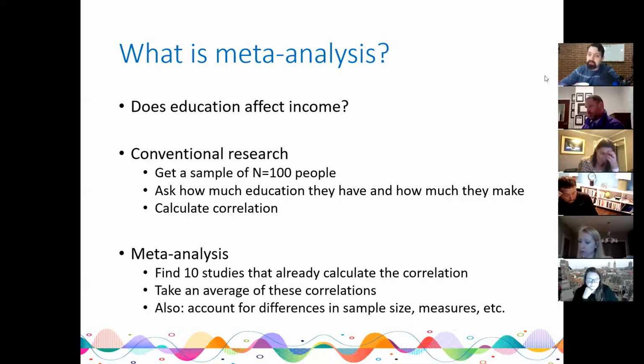Then maybe you realize that some of your variables were measured differently in different studies. Maybe in one study, the education level was measured as years of education. In another study, maybe it was, for example, the highest degree attained. Maybe another study didn't even do a correlation. It just did the difference in income between those who had high school only and those who had a college degree, for example. And so they calculated the D-score difference.